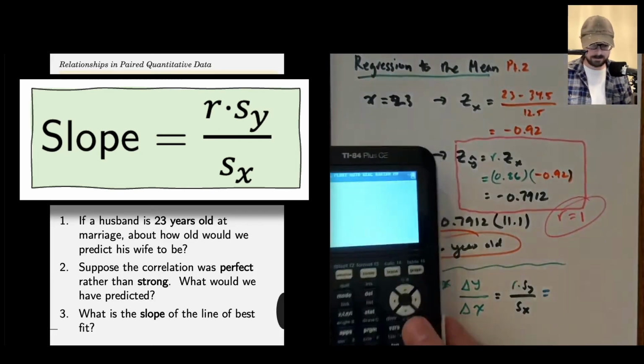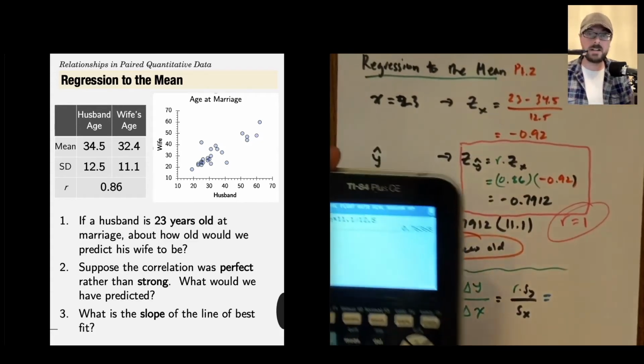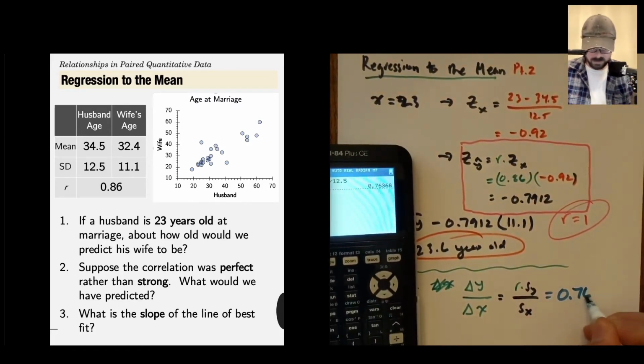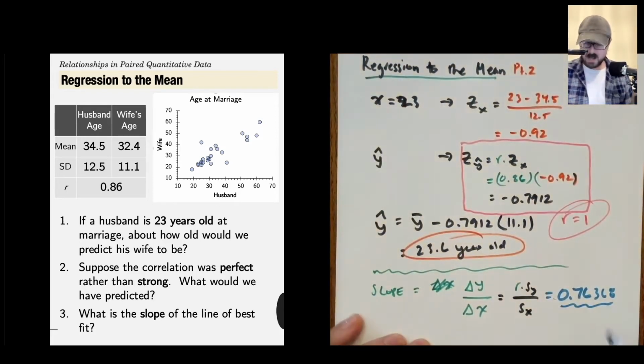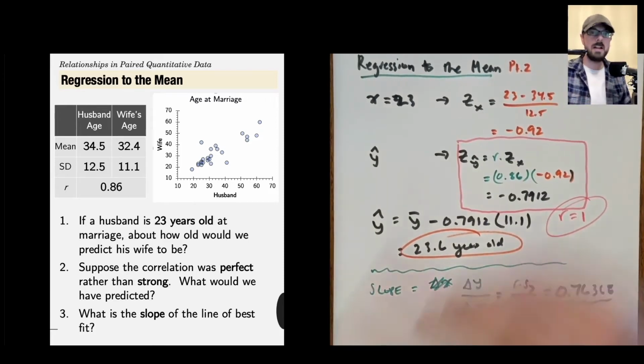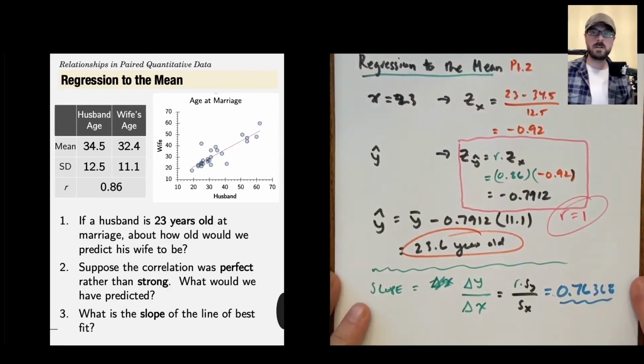So let's just check that out. That would be 0.86 times 11.1, and let's divide that by 12.5. And I got, check that guy out, 0.76 or so, roughly speaking. Boom. So that is what we could best estimate to be the slope of the line. If I was to graph that on there, it's kind of hard to verify that we're correct, but that would appear to be the slope of that line.